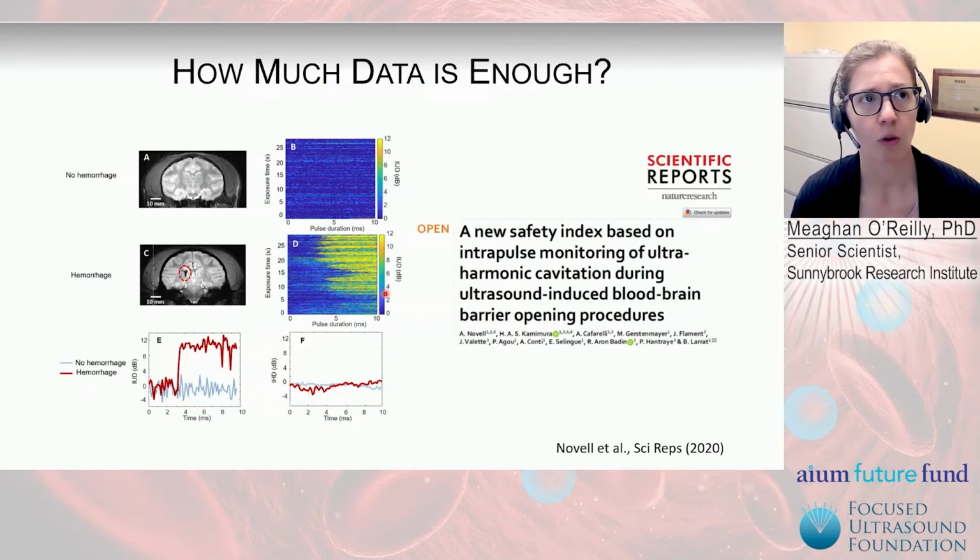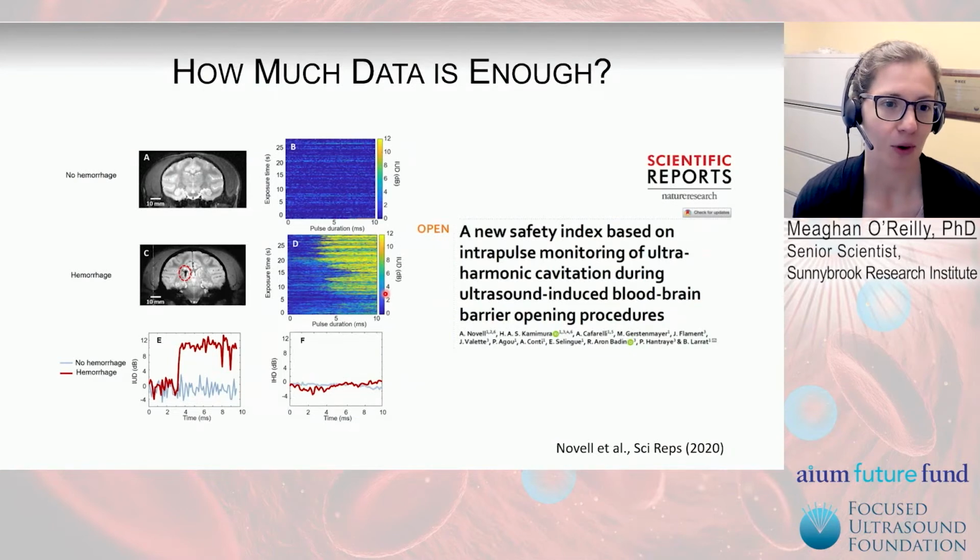So if we're only capturing a small window of data within a longer therapeutic exposure, we might really not be imaging what is happening in the therapy. We may have very poor correlates to our bioeffects.